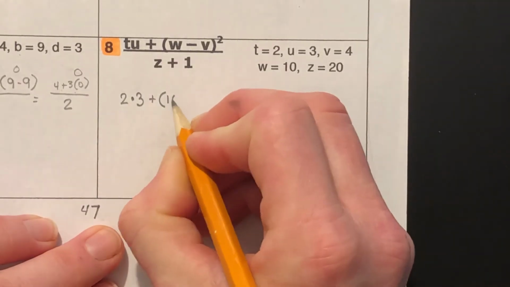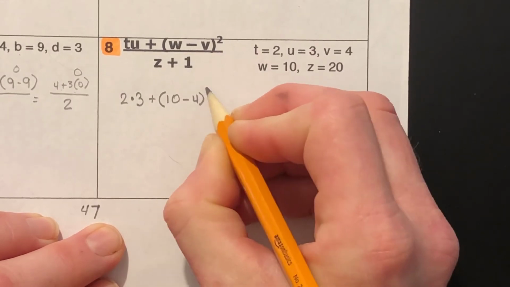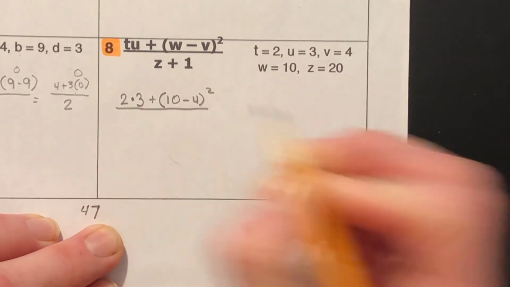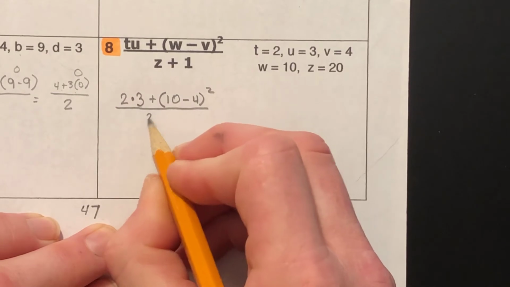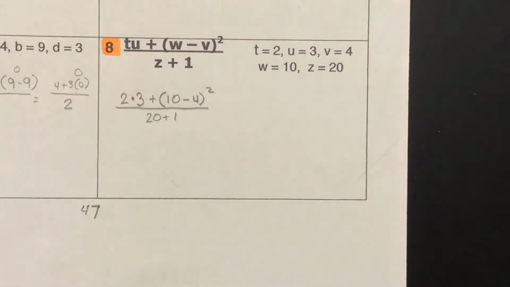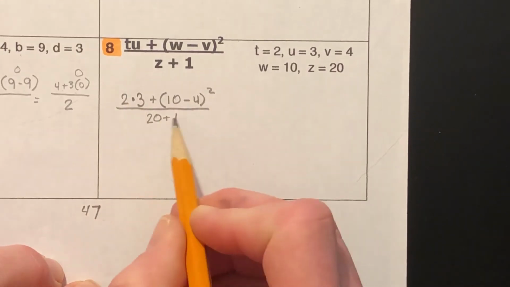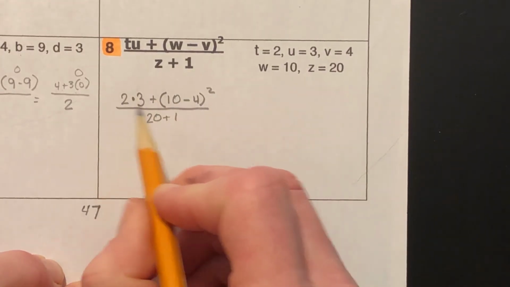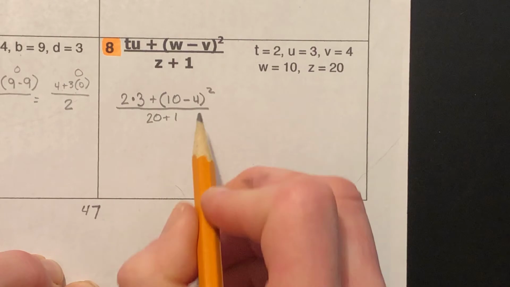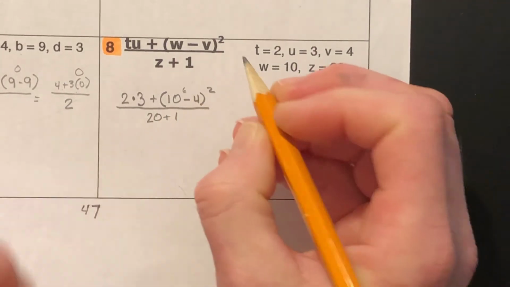W is 10 minus V is 4. All that is squared over Z is 20 plus 1. We've got groups up here and a group down here. Within this grouping, we have another grouping. We'll do this first. 10 minus 4 is 6.